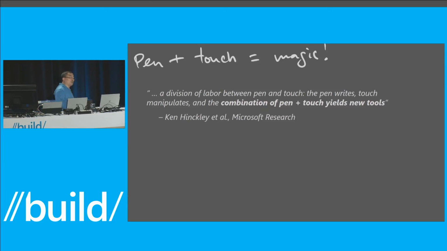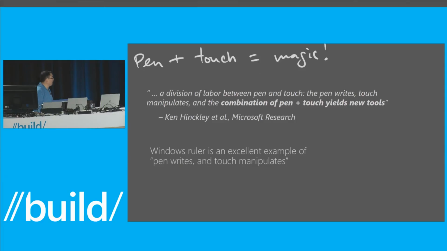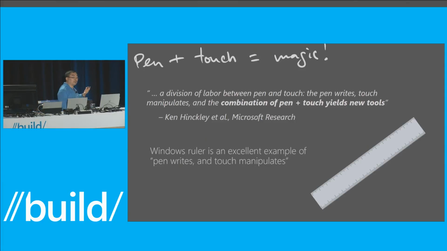In the real world, we are used to using one hand to manipulate a ruler, and another hand to draw. We're also familiar with using one hand to manipulate, rotate your paper and canvas, with another hand to hold the pen to draw. That is human beings' very natural interaction. And our digital ruler is a perfect example of pen and touch, when working together, creating a new tool called the ruler.